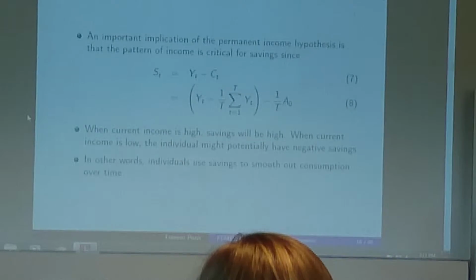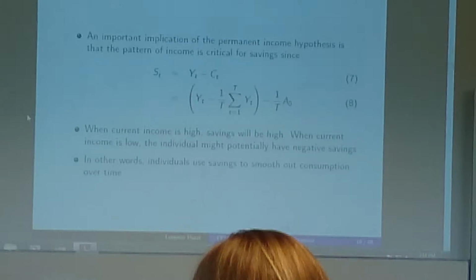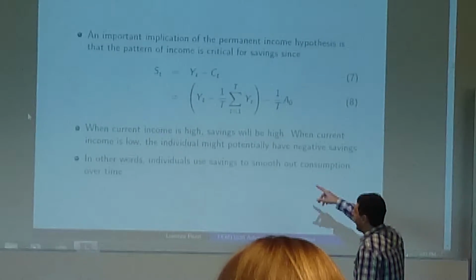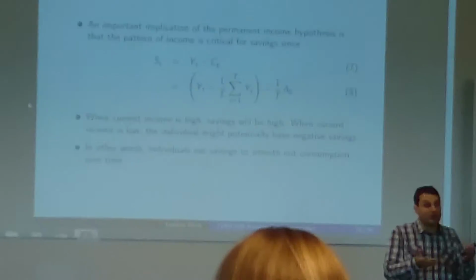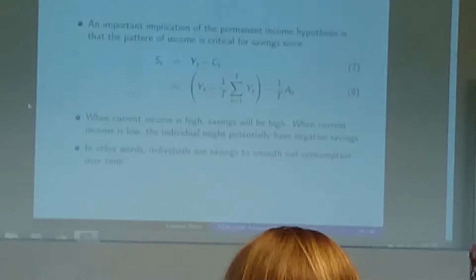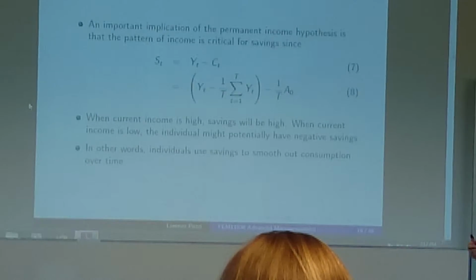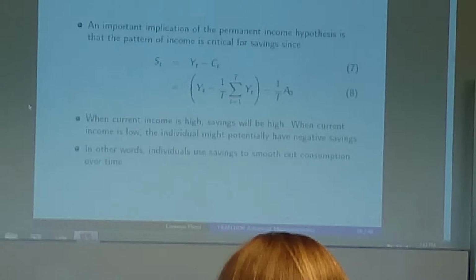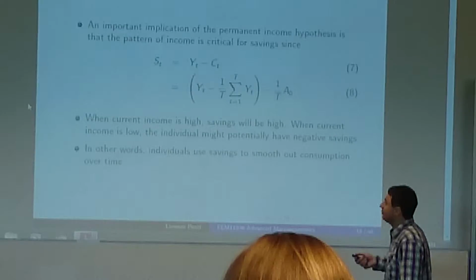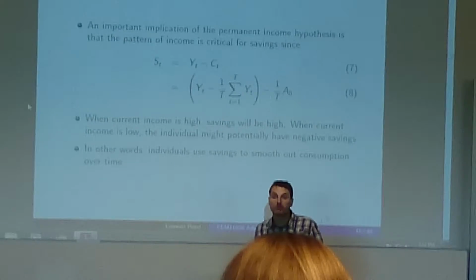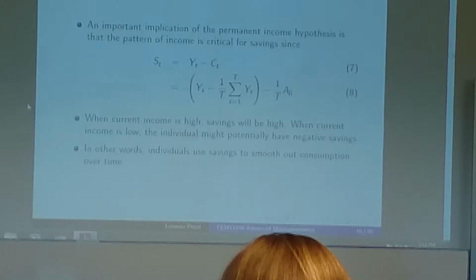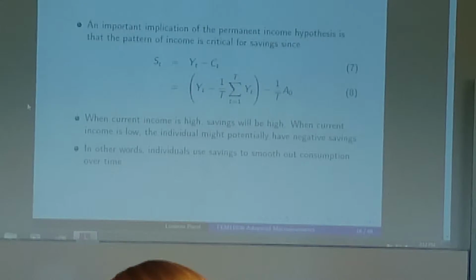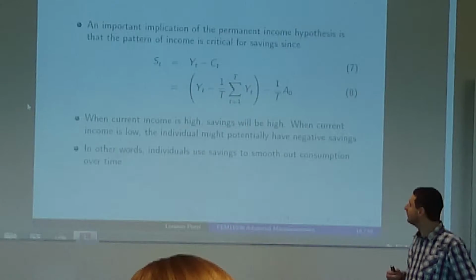What does the permanent income hypothesis tell you? It tells you that when current income is high, and by high we mean that it's relatively high compared to your permanent, your average income, then you will save. And when current income is low, lower than your permanent income, you will dissave. That means that you will borrow or you will decrease your wealth. Dissave or borrow.